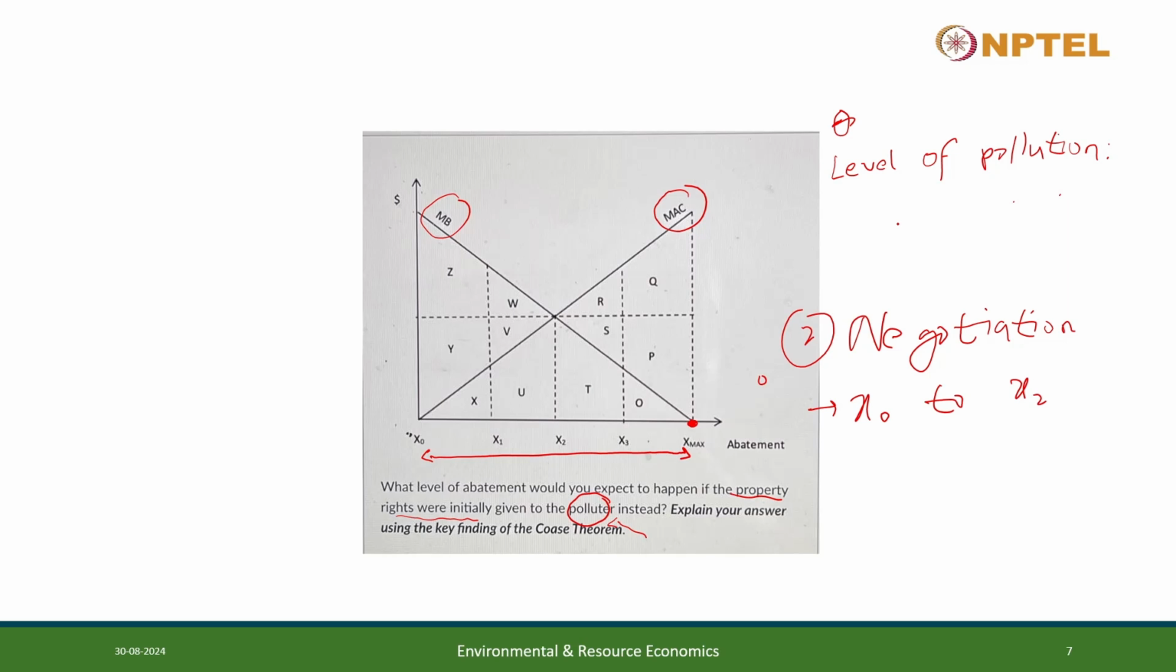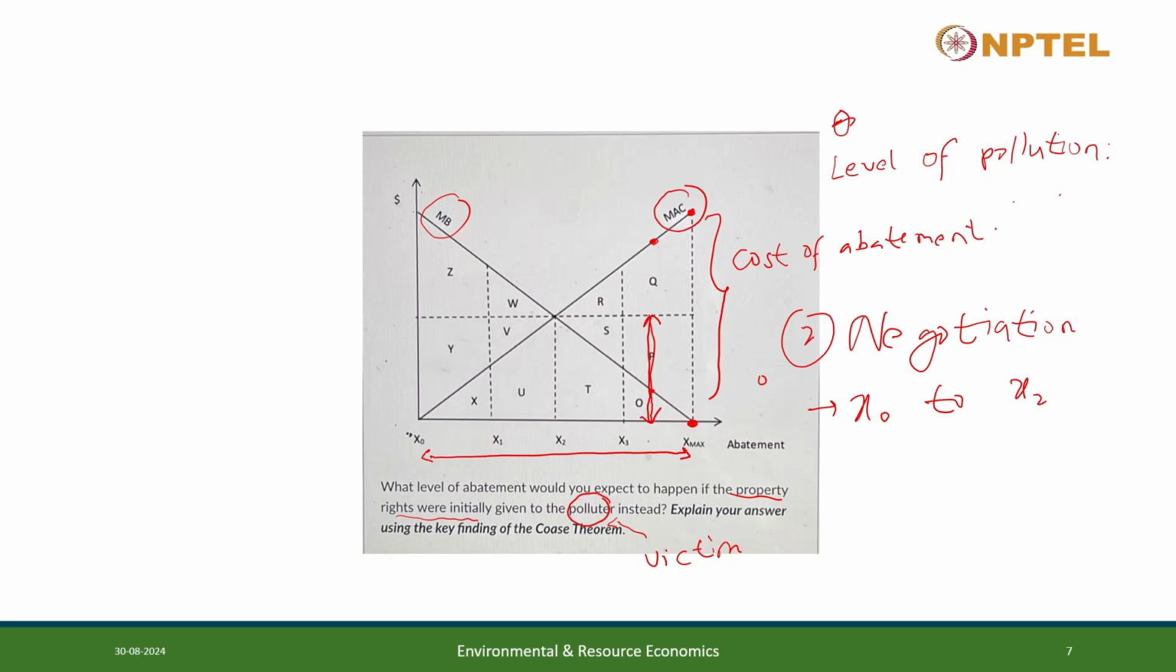Now, this is for case 1. Now there is negotiation between the polluter and the victim. So what the victim will say here is, let's say that if you are polluting till this point, I have to incur the cost of this much, right? This is my cost of abatement. Am I clear? Since my marginal cost of abatement is very high, I will be ready to pay you some bribe. So this much bribe I will pay you. Okay, don't pollute.